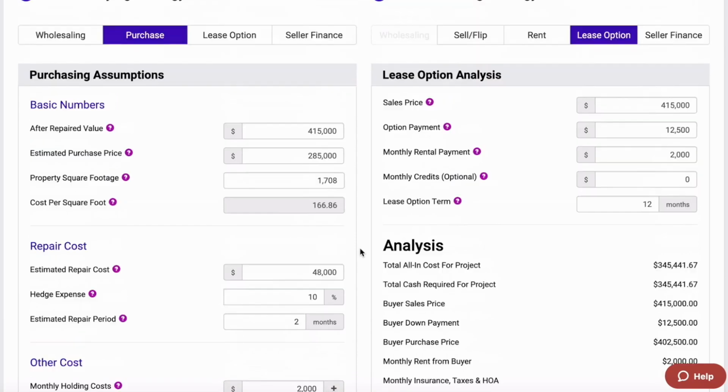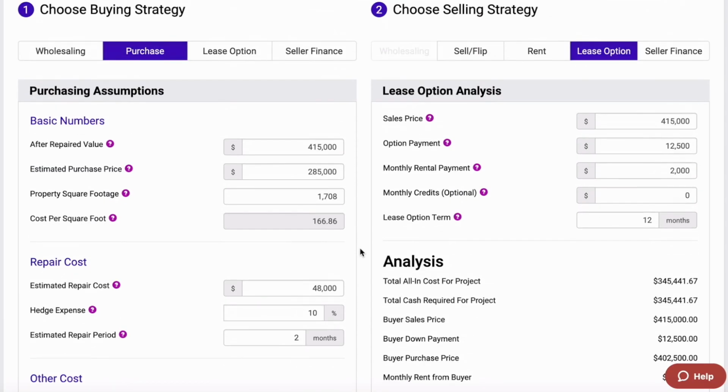Now let's look at our exit strategy, or how we're going to sell this. And we've chosen a lease option. Now there's only a few different pieces to determining a lease option. Number one is the sales price. What are we actually going to sell this for?